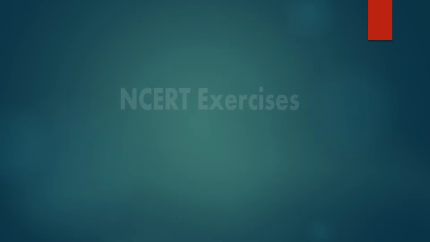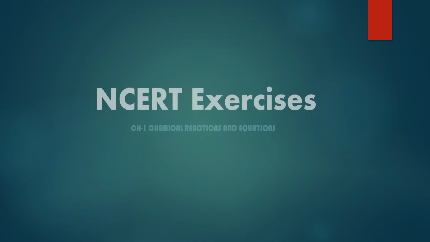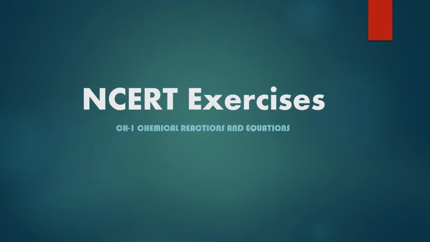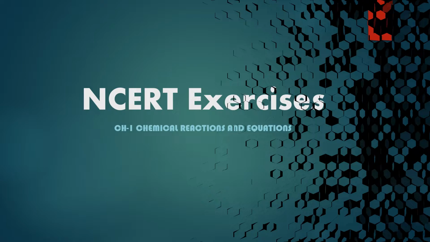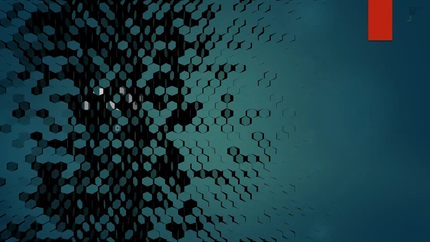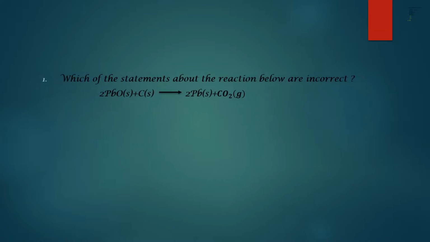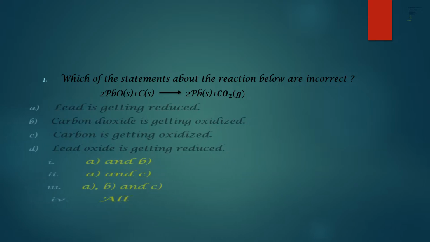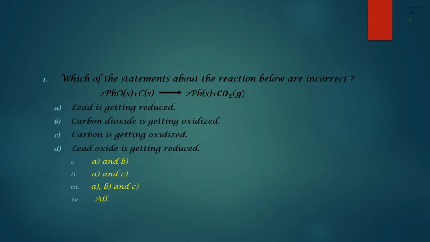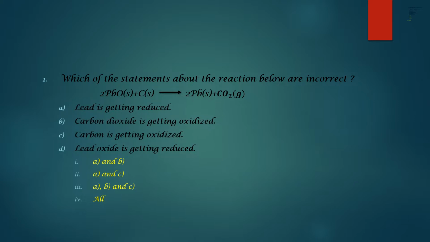Today I am going to share the answers of NCERT exercises of Chapter 1, Chemical Reactions and Equations. Now let's see the first question. Which of the statements about the reaction below are incorrect? Seeing the reaction, we can say that lead oxide is getting reduced and carbon is getting oxidized. Therefore, statements A and B are incorrect.